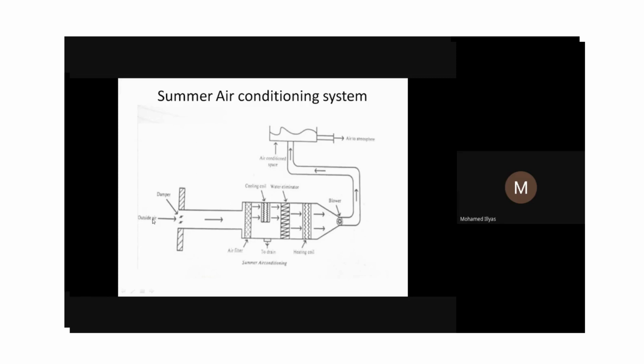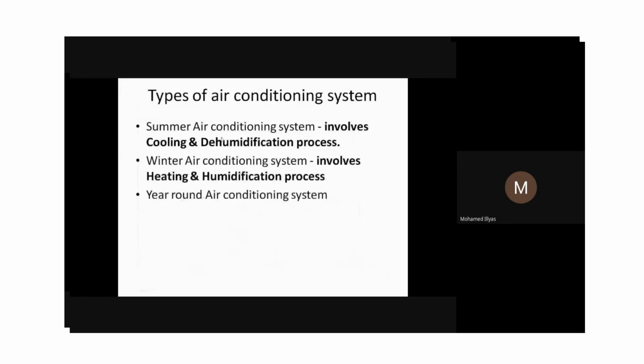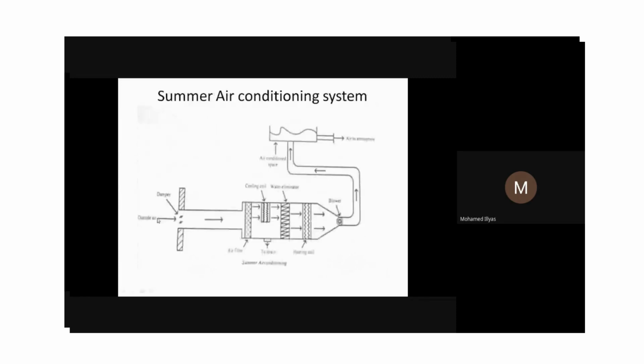So here only we are getting a refrigerating effect. In the summer air conditioning system, we have to do the cooling and dehumidification process. The refrigerant, in liquid form, will enter into the evaporator. If you observe our freezer box closely, you might have seen it.